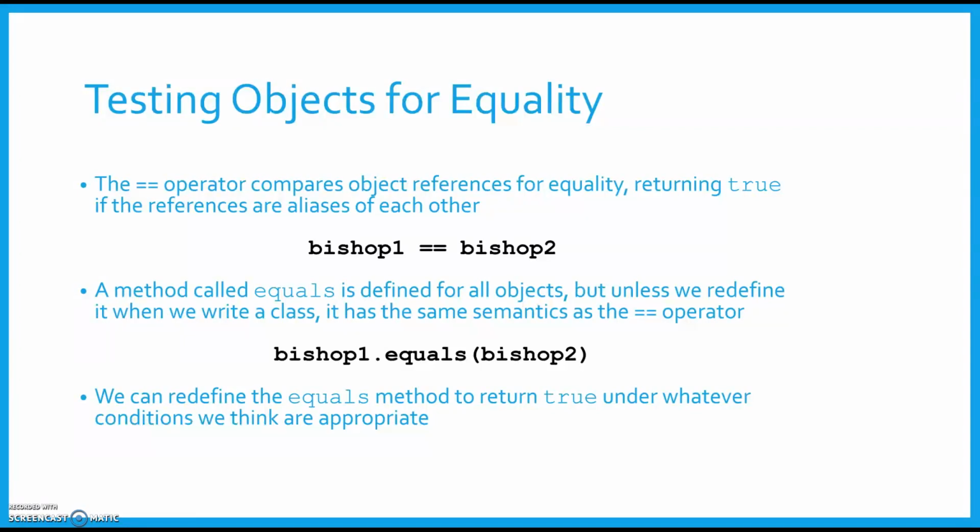A method called equals, and we've used equals before, is defined for all objects, but unless we redefine it when we write a class, it has the same semantics as the equality operator. We can redefine the equals method to return true under whatever conditions we think are appropriate.